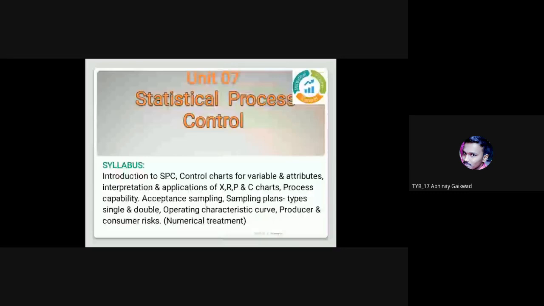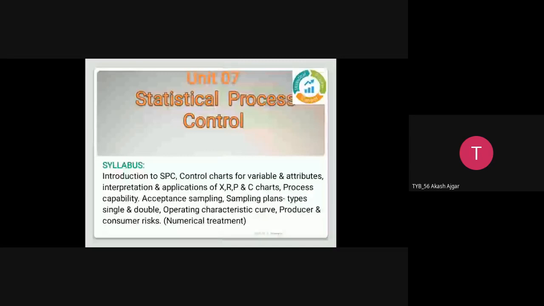Okay, so we have completed our first 5 chapters. That is the first section, and in the second section we have completed 2 chapters. So this is our last chapter, that is unit number 6, the statistical process control.